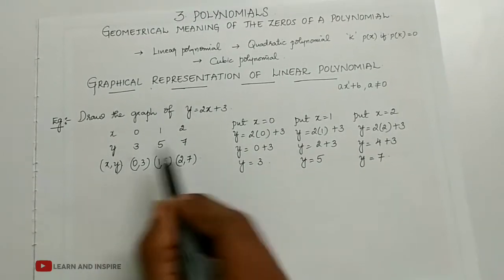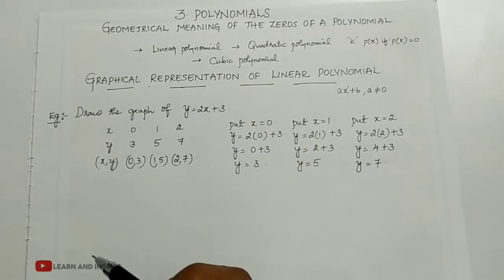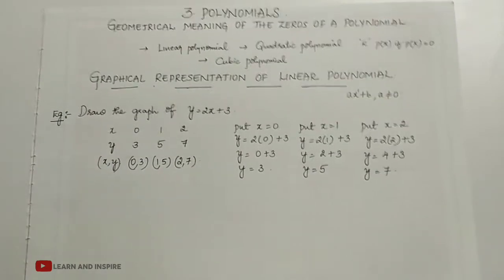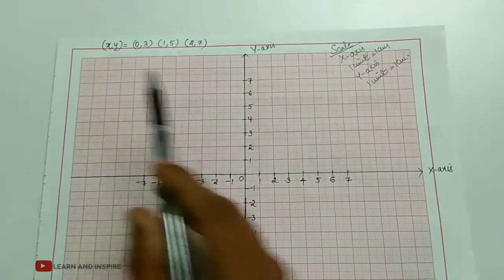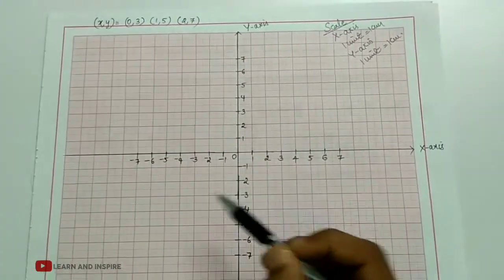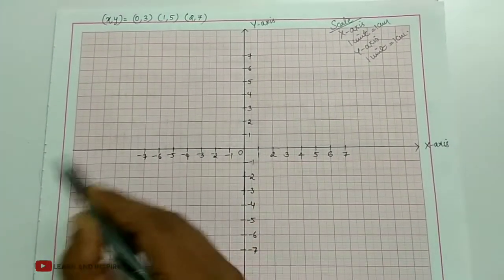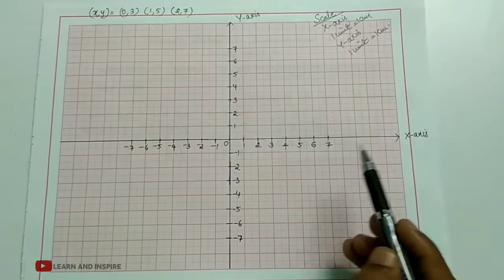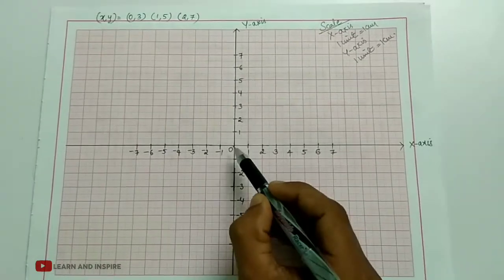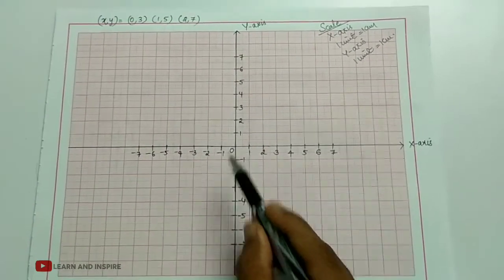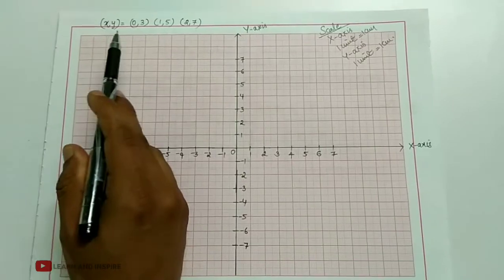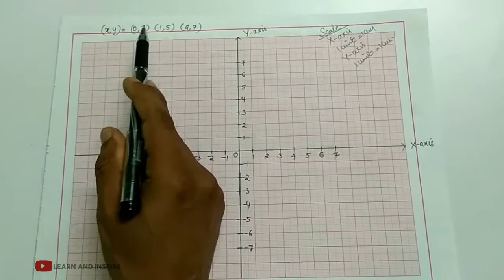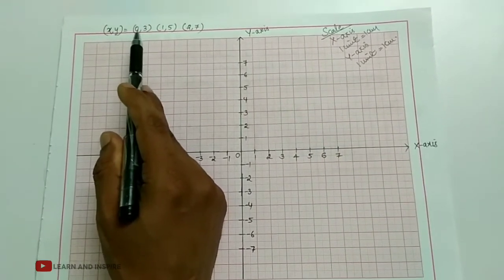These three coordinate points we plot in the graph sheet, then we can see what we get. From the given coordinate points we can plot on the graph paper. The horizontal line we represent as the x-axis, and the vertical line as the y-axis. The intersection of the x-axis and y-axis is the origin, that is 0. Here are the coordinate points x comma y. First 0 represents the x coordinate and 3 represents the y coordinate. So we have to represent 0 comma 3.